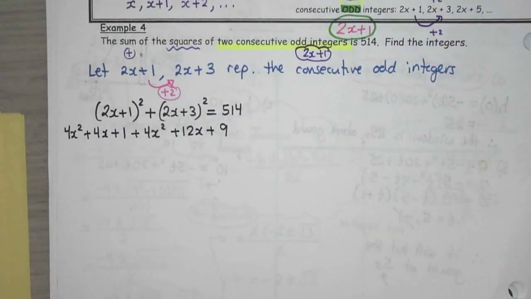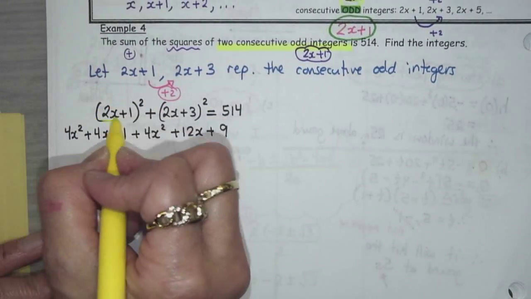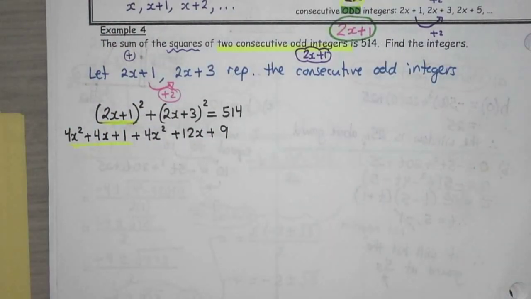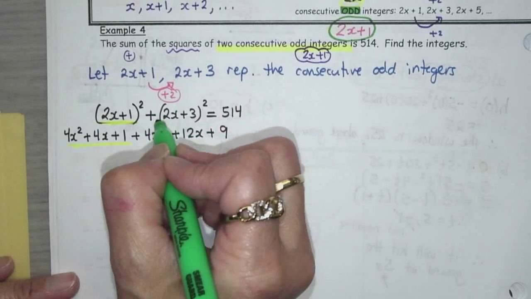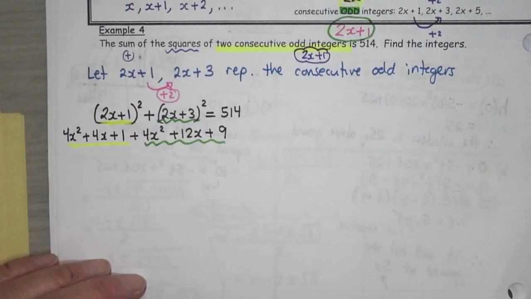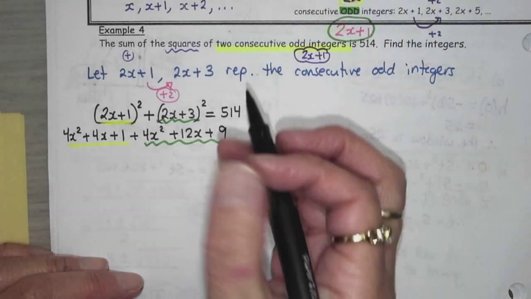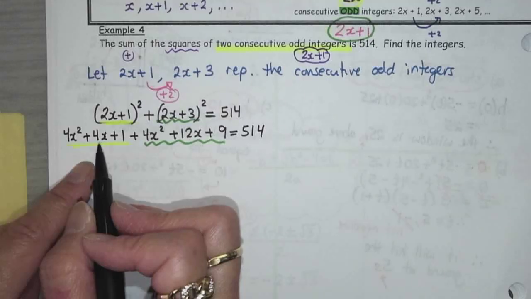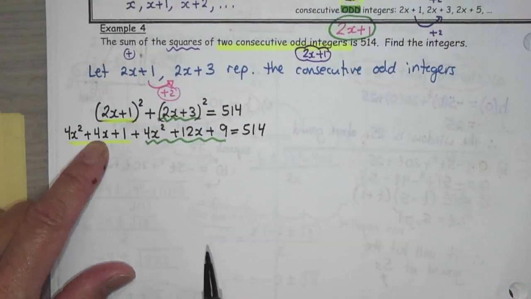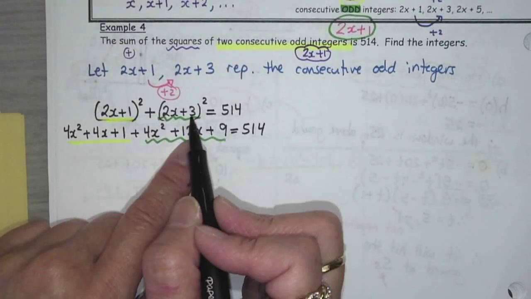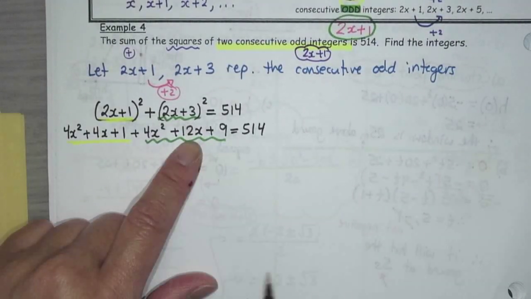I'm just going to highlight this. So this part here is this part here, right? And then this part here is this part here, in case you're wondering where I got those from. So I just expanded those. Is that all right? And then equals 514. So this binomial square, don't forget the middle term. Please, please, please. It throws off your whole answer. You won't get integers. It'll be a mess. Okay? This one here, 2x times 3 is 6, and then twice it is 12.